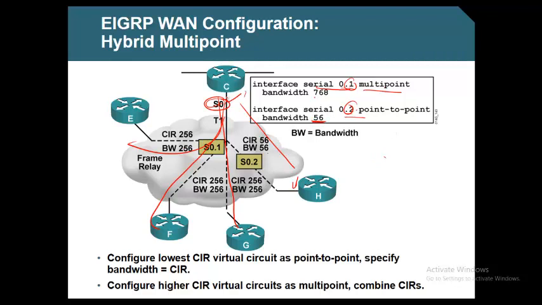I told you, the serial 0/2 is a point-to-point. I draw it as one line. This serial 0 is divided into two logical interfaces. One logical interface is point-to-point, another logical interface is multi-point. So multi-point is serial 0.1, which is only connected to this, this, and this. 3. Did I answer your question?